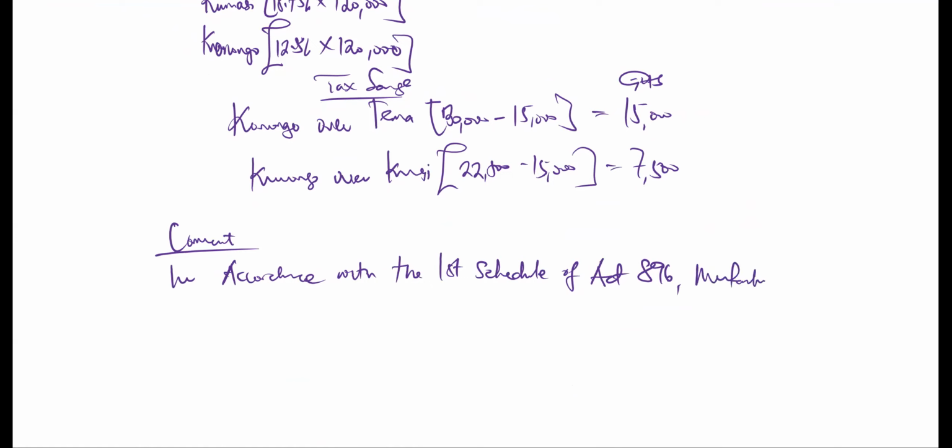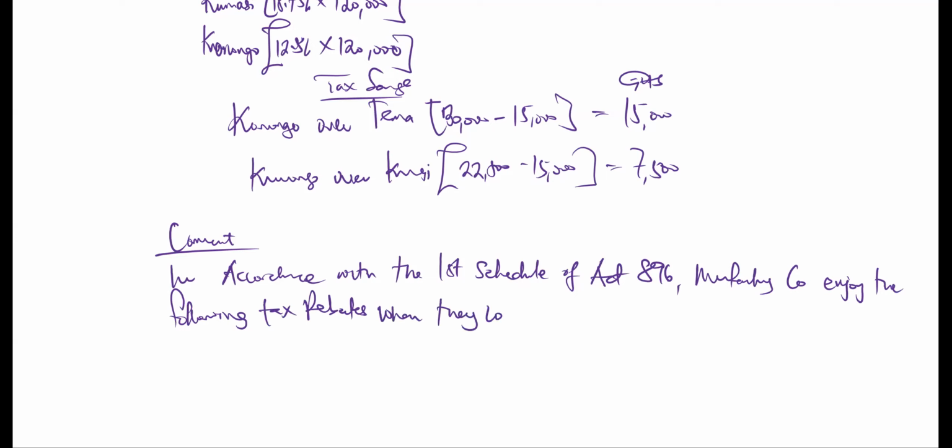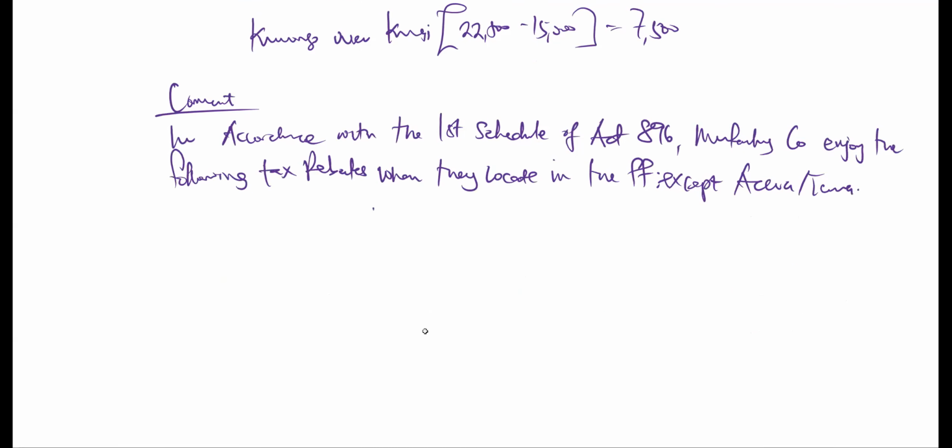Manufacturing companies enjoy the following tax rebates when they locate in the following areas, except Accra and Tema. I'm just guiding you that you don't just do the question raw without explaining, as shown above, right?